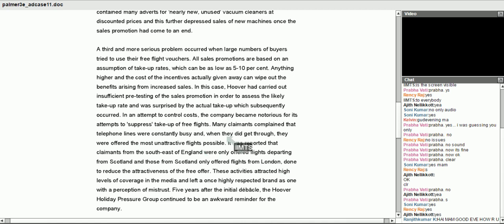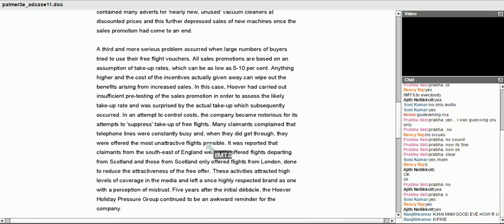Yes. So, yeah, they resorted to this. They kept the telephone lines very busy. So that was a matter of complaint. So when did they get through? They were offered the unattractive flights. So it was reported that the claimants from the southeast of England were only offered flights departing from Scotland, and those from Scotland only offered flights from London. So this was done to reduce the attractiveness of the free offer.